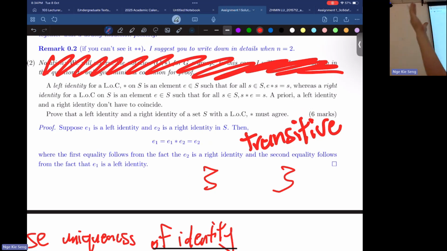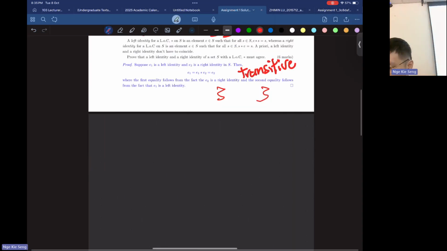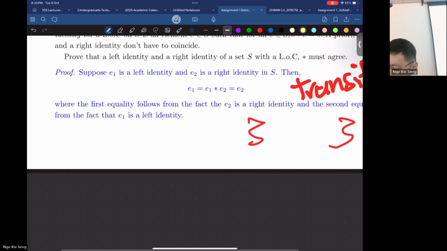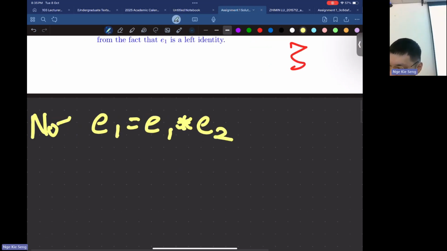So we need to look at left multiplication and right multiplication, and then you need to show that they're equal. Why are they equal? You simply look at left identity times right identity. Some of you write your argument like this. You say that E1 equals E1 star E2, and then E2 equals E1 star E2.